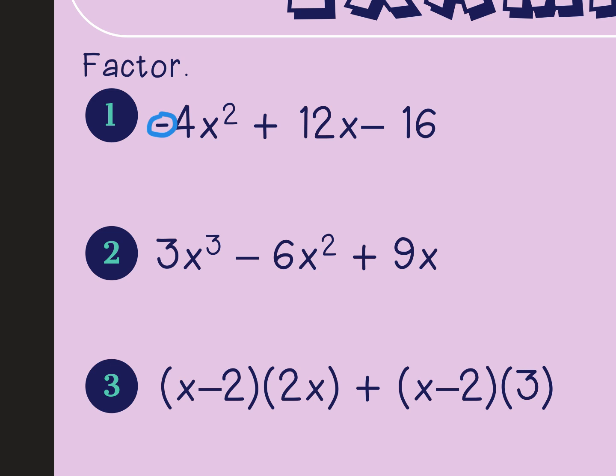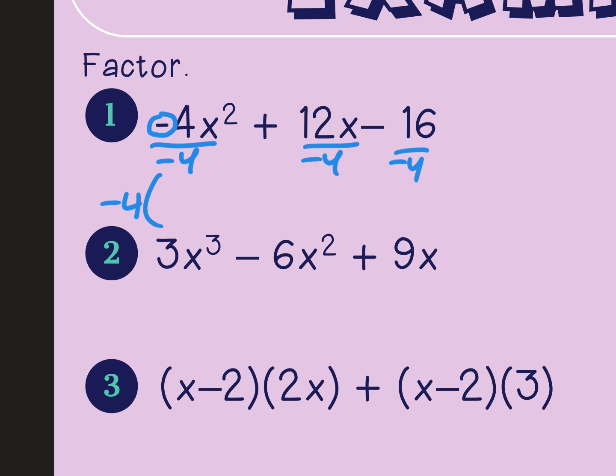So when I look at number 1, what number and or letter is in common with all 3 terms? -4. I'm going to divide out a -4 from every single term. So I'm going to write it at the beginning of my parenthesis. It does not just disappear. You can't just write it underneath there and then not include it with your answer. That's wrong. What's a negative divided by a negative? A positive.